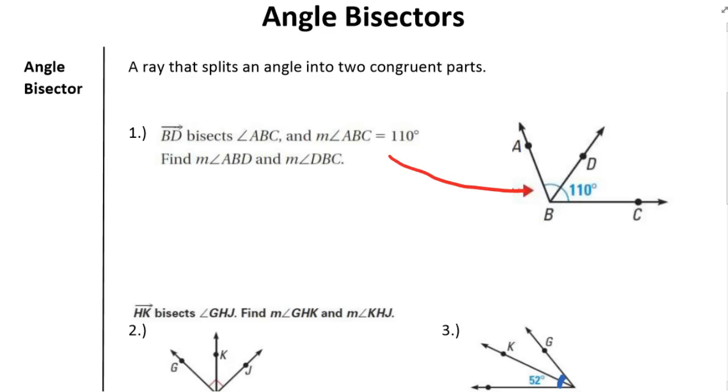So first let's talk about what the heck is an angle bisector. It's a ray that splits an angle into two congruent parts. So that's all we're going to be doing today. So let's look at number one.